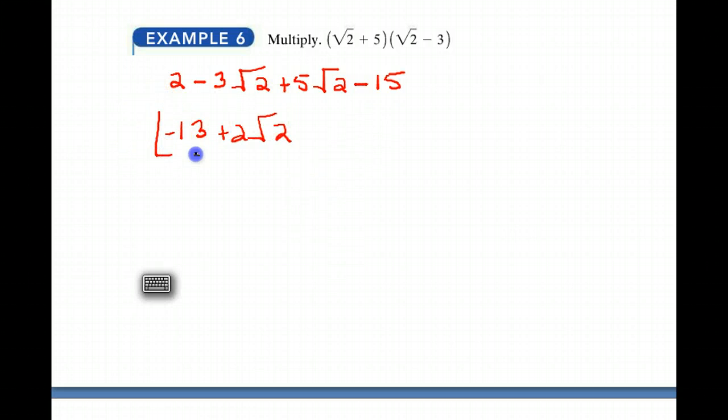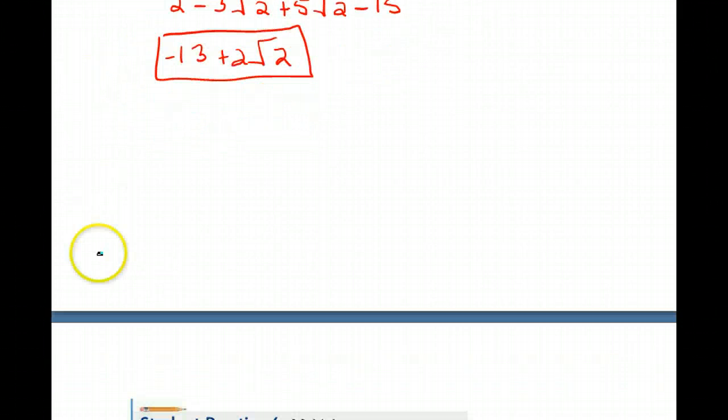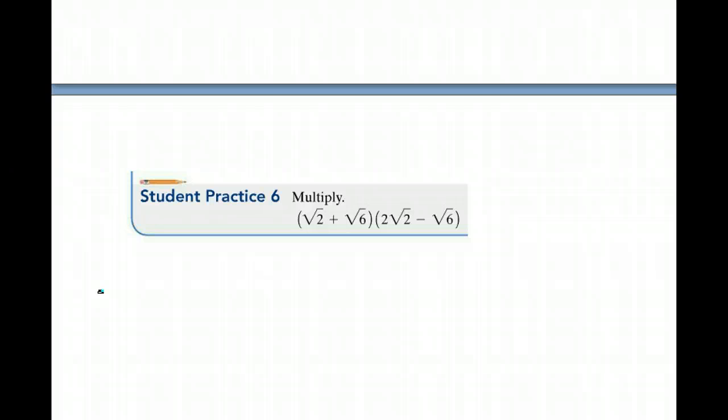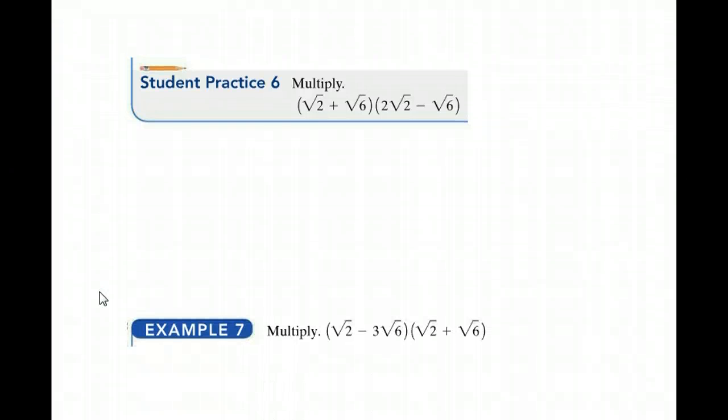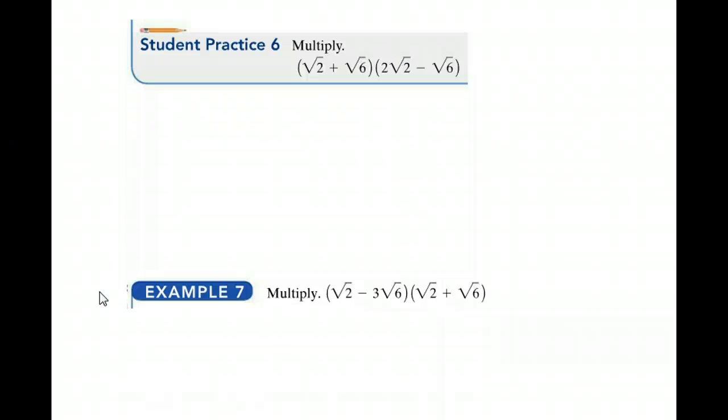And this right here is our final answer. That is as far as we can go. I would like for you to complete Student Practice 6. Please go ahead and try Student Practice 6. Please pause the recording. As soon as you're ready, please press play and we'll move on from there.